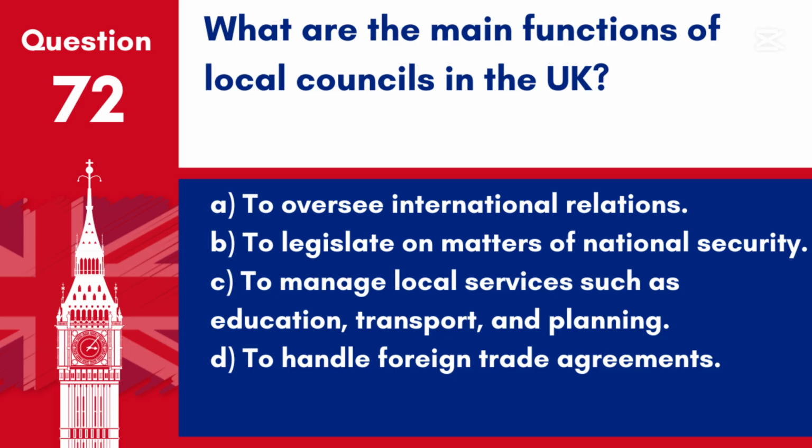Question 72. What are the main functions of local councils in the UK? A. To oversee international relations. B. To legislate on matters of national security. C. To manage local services such as education, transport and planning. D. To handle foreign trade agreements.